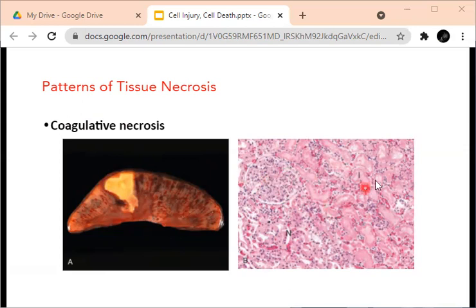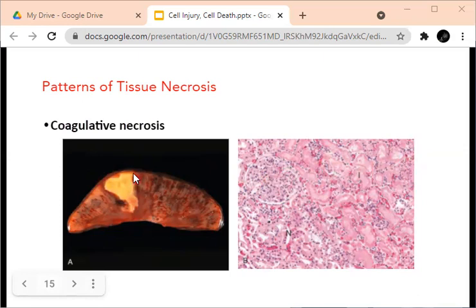However, these cells are already dead, because you can see they have a homogeneous appearance, eosinophilic. Although this is a scanner view, if you look under the high power objective, you will see the changes in the nucleus.